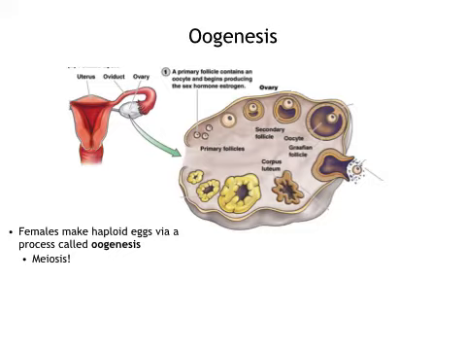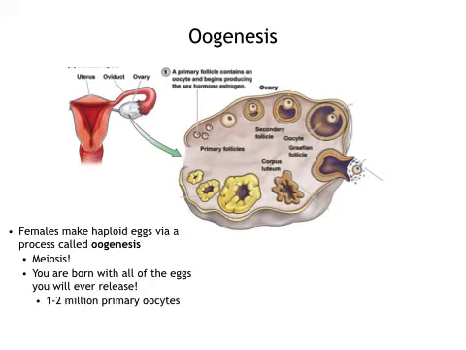oogenesis, how females make their eggs, is you're actually born, all of you women listening to this, with all of the eggs that you will ever release in the form of 1 to 2 million primary oocytes. So just like you have primary spermatocytes, which are immature sperm, you have primary oocytes, which are immature eggs that are going to go through meiosis to become a mature egg.